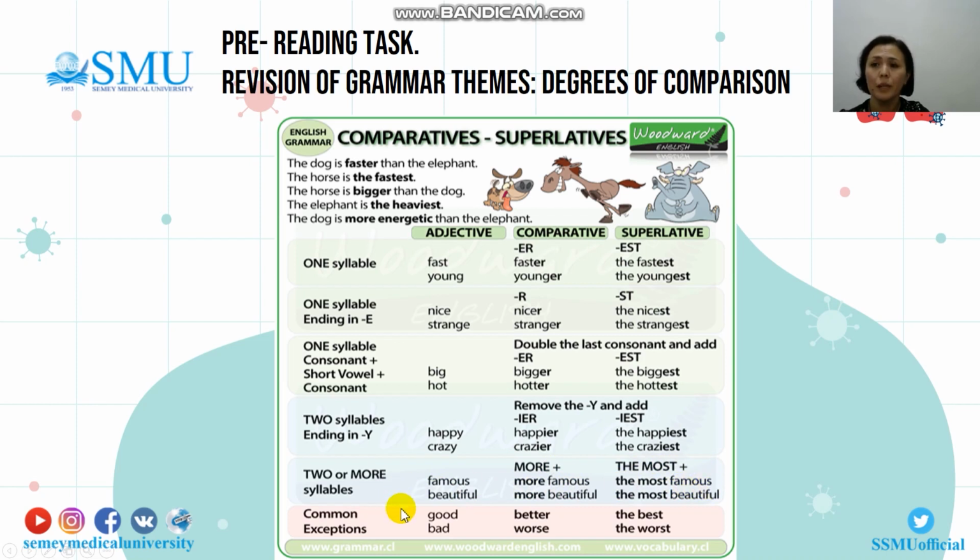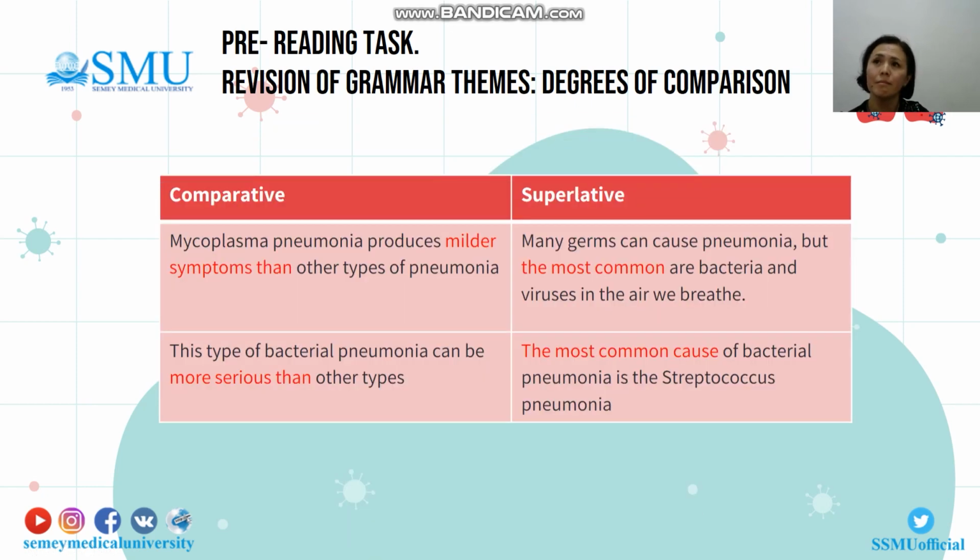And as usual, we have exceptions, yes? Common exceptions are good and bad. In comparative degree, good will be better, and in superlative, the best. Bad will be worse, and in superlative degree, it will be the worst. Here you have 4 sentences, students, 2 in comparative degree and 2 in superlative degree. Your task is to translate them in written form into your copybooks.